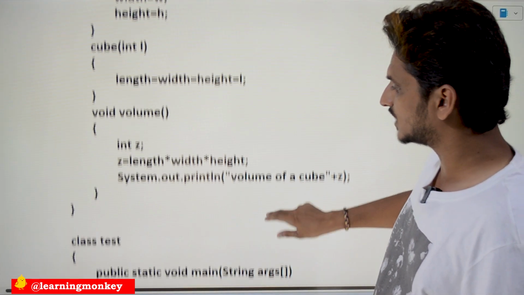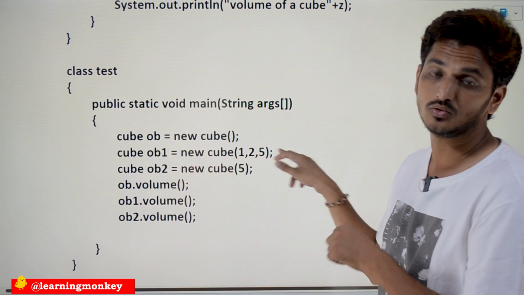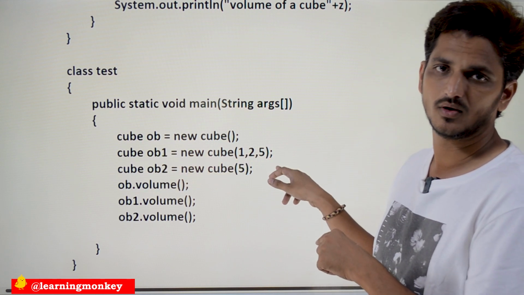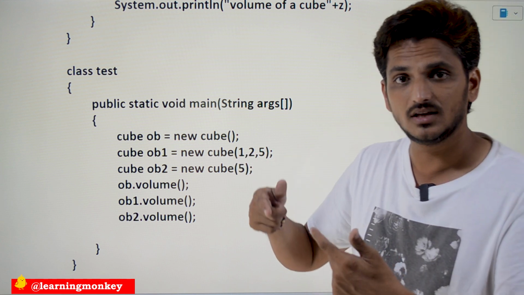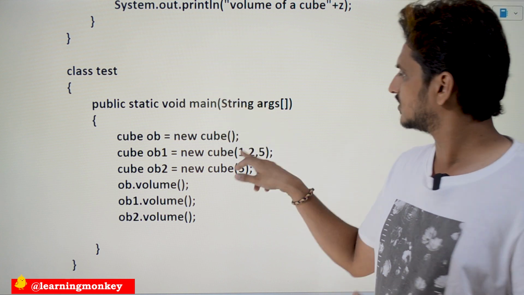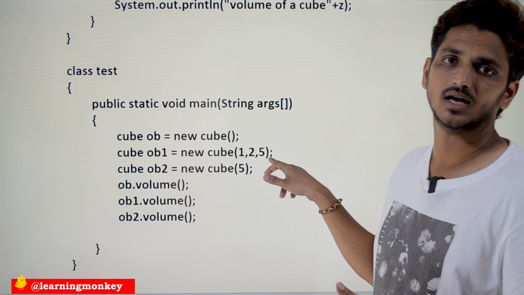Now take the second object. We have defined one more object. Cube ob1 is equal to new Cube(1, 2, 5). Which constructor is it matching? The second constructor. So 1 is given as length, 2 is given as width, 5 is given as height.